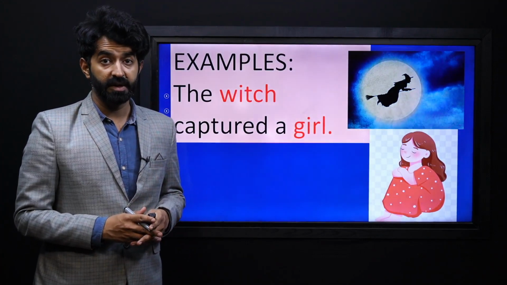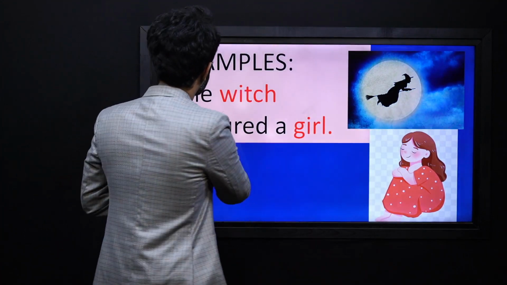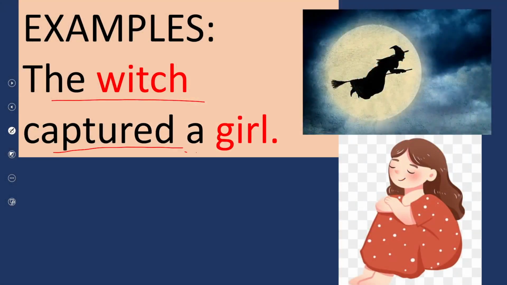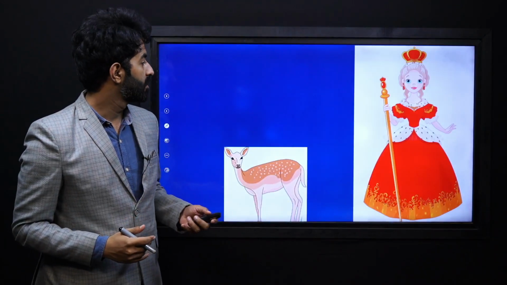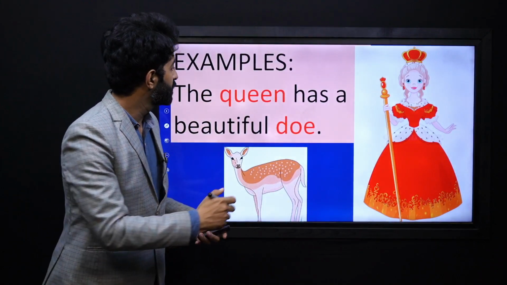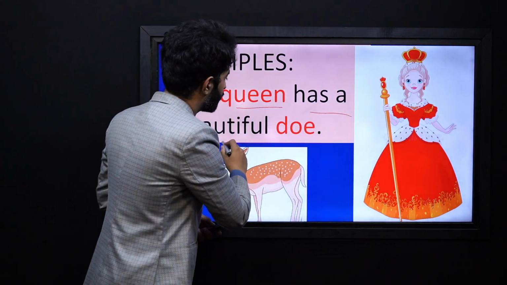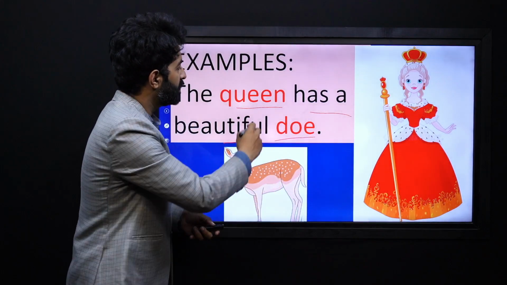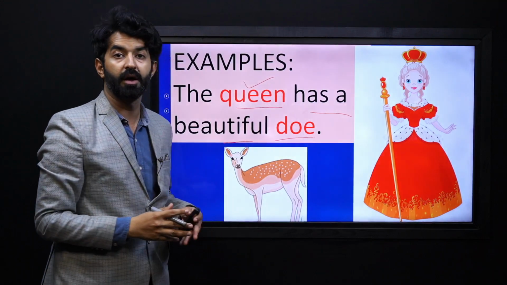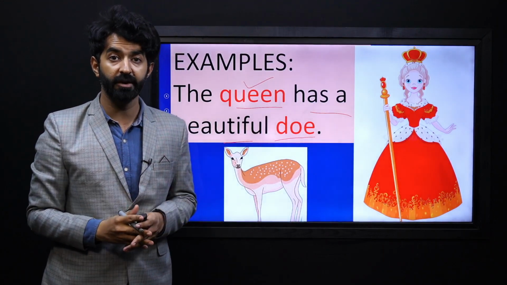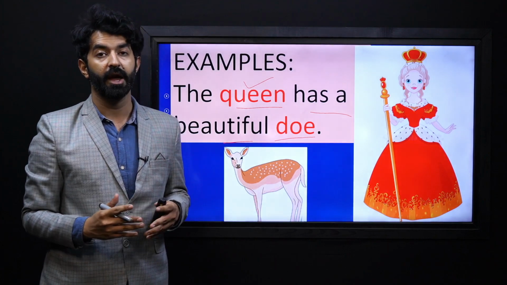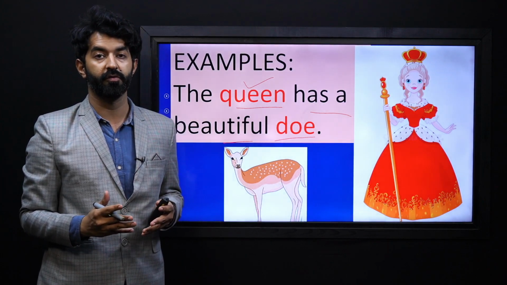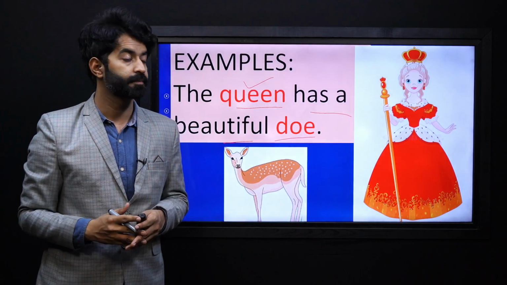We have another example for you. Let's read it. The witch captured a girl. So the witch and a girl are both feminine nouns. Now we have another example. The queen has a beautiful doe. Queen is a feminine noun. It's of feminine gender. It's used for females, and doe is also used for a female animal.